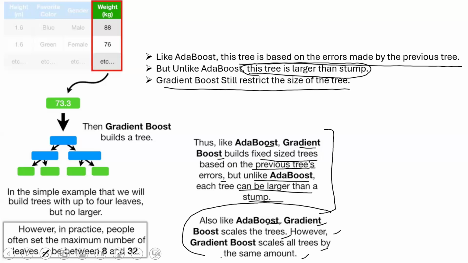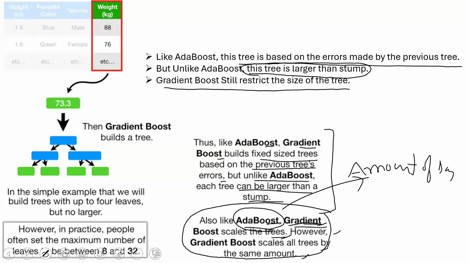This statement: like AdaBoost, gradient boost also scales the trees. AdaBoost scales the trees, right? That is the amount of say. Amount of say decides the scale of a particular tree in AdaBoost, whereas gradient boost also scales the trees. However, gradient boost scales all the trees by the same amount. You will understand this shortly when you look at an example. This is called the learning rate in gradient boost. You will actually see that shortly.